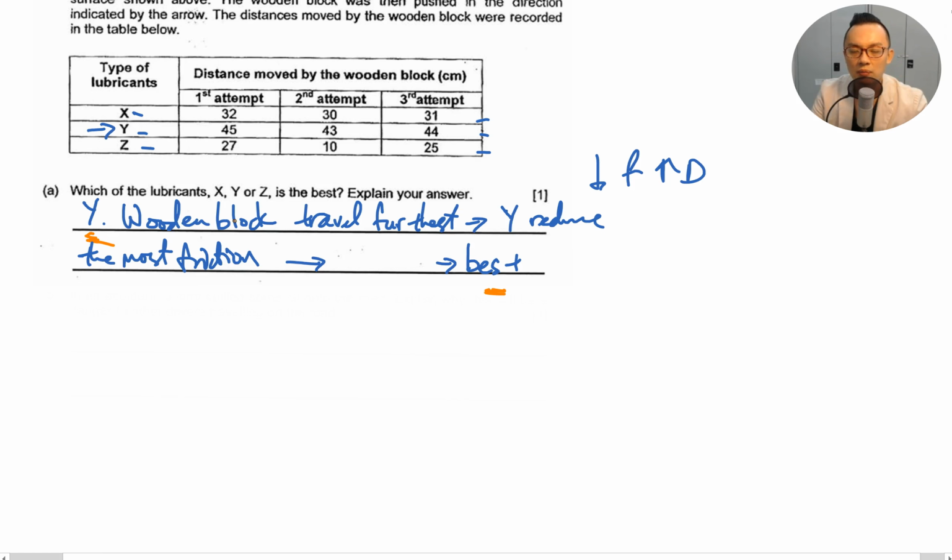So the first thing you say is the wooden block travels the furthest. So what if the wooden block travels the furthest? So it means Y reduces the most friction, and that's what the job of a lubricant is supposed to do. You're supposed to reduce friction.